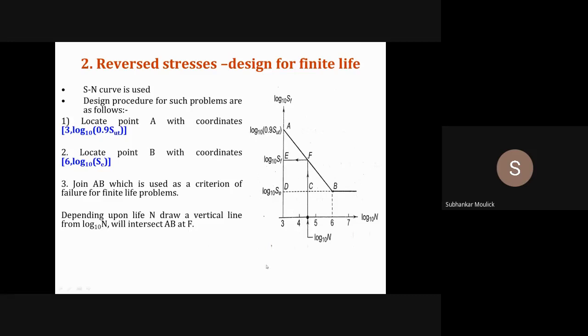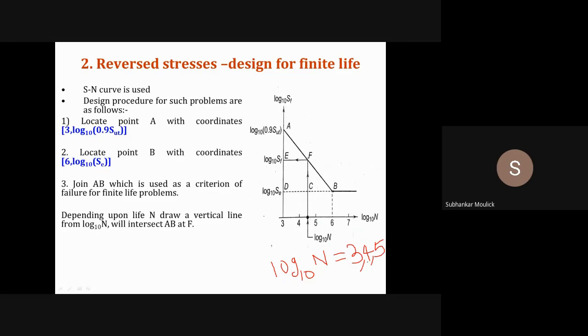So in the question, what will be given to you? The life of the component will be given to you in terms of cycles. It can be 785 cycles, it can be 12,500 cycles, it can be 1000 cycles, likewise. And if you see in x-axis, it is 3, 4, 5, 6, 7. What are these values? These values are nothing but log base 10 n, that is 2, 3, 4, 5. So if I say the log base 10 n value is 5, then what will be the number of cycles? Can you tell me?